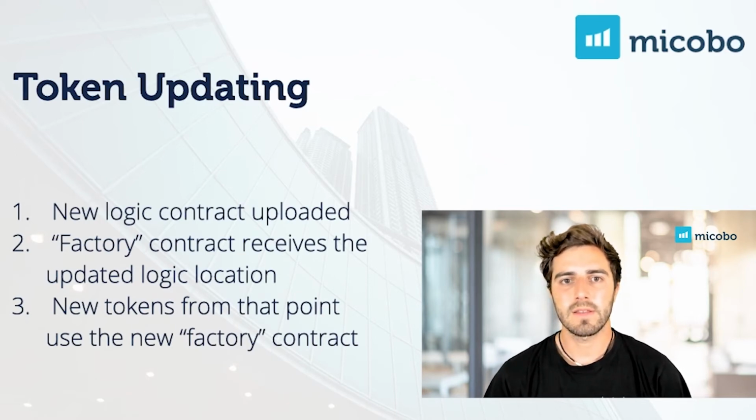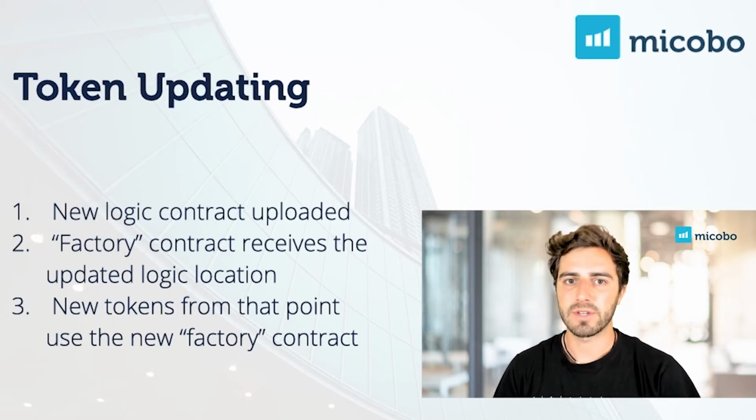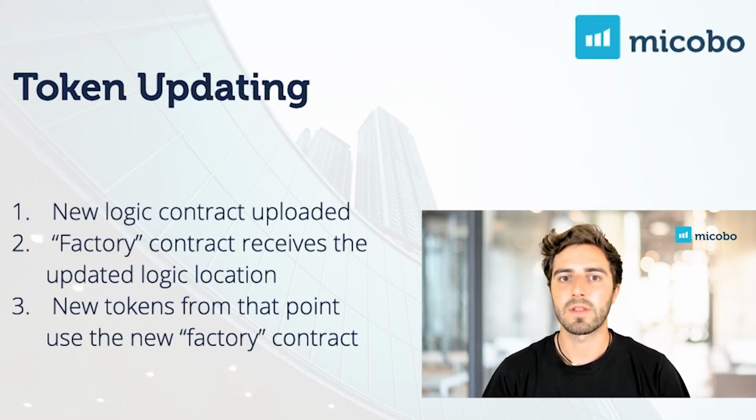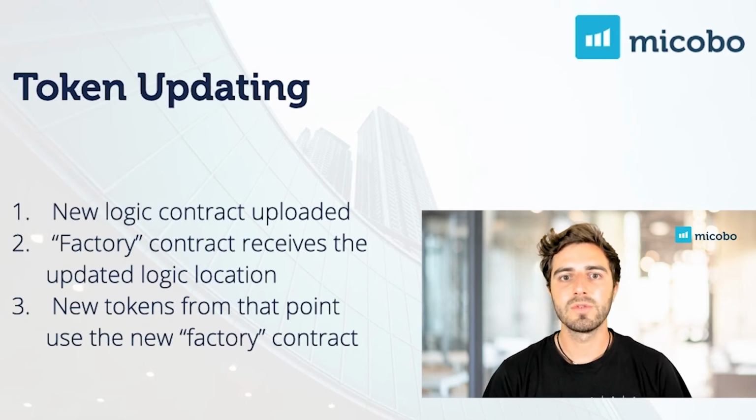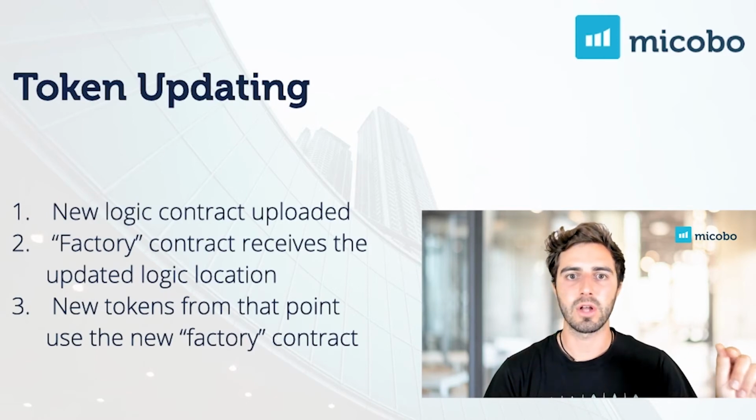The main thing that happens is the factory contract that I've mentioned that knows where the logic is will receive an updated logic location from us. So what we do is we upload a new standard logic for our token contracts, and we put that on the Ethereum blockchain. We then, secondly, tell the factory contract where this new standard logic contract can be found.